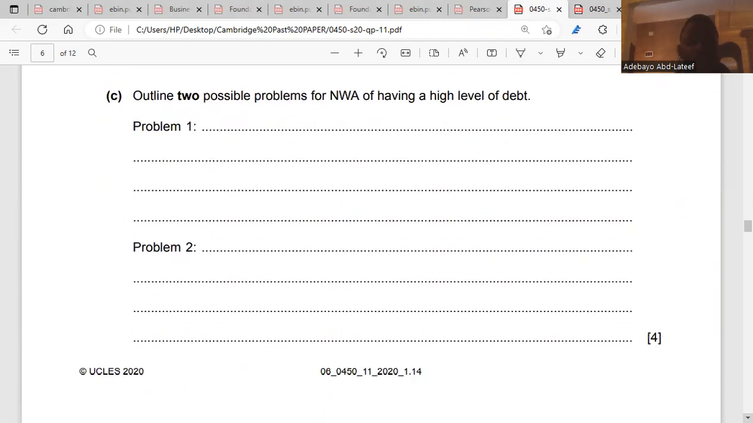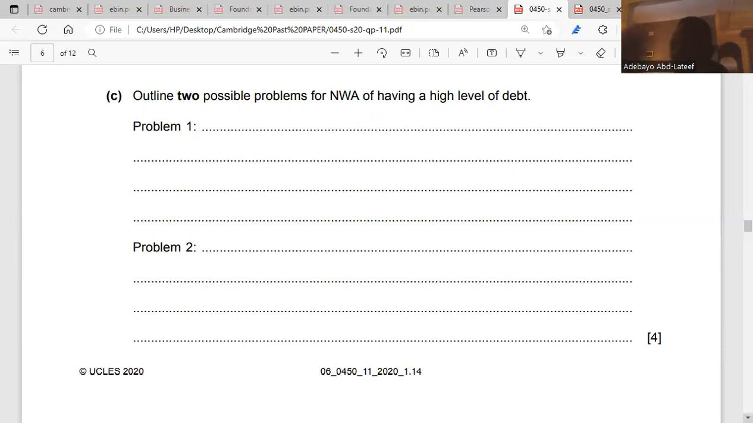C. Outline two possible problems for NWA of having a high level of debt. If a firm has a high level of debt, one, you will be paying a high interest rate. That means a lot of interest regarding the debt you have to pay back. That's the first problem. An increase in interest that has to be paid to the bank or to the creditors you owe. It might cause the business to have cash flow problems.